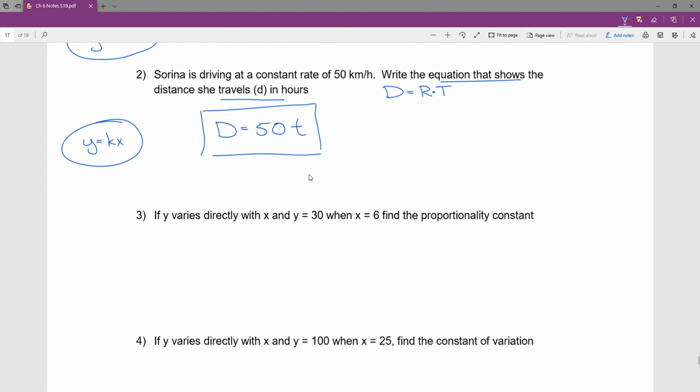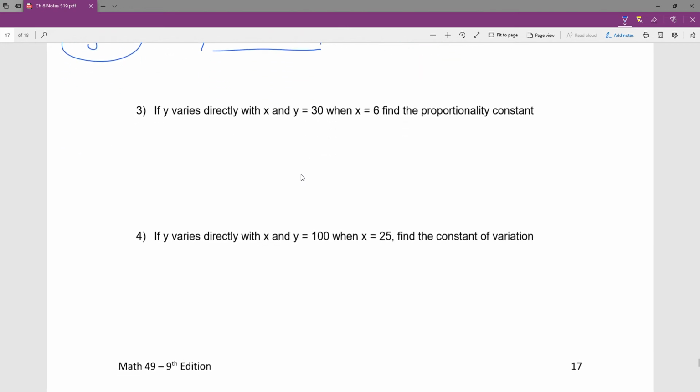So taking it away from these applications and things that probably make sense to you, back into the world of math, the next questions say that y varies directly with x, which is your cue that it fits this format of equation. So we know here that when y is 30 and x is 6, this is true. And so it says find the proportionality constant. It says solve for k. That's what we're looking for.